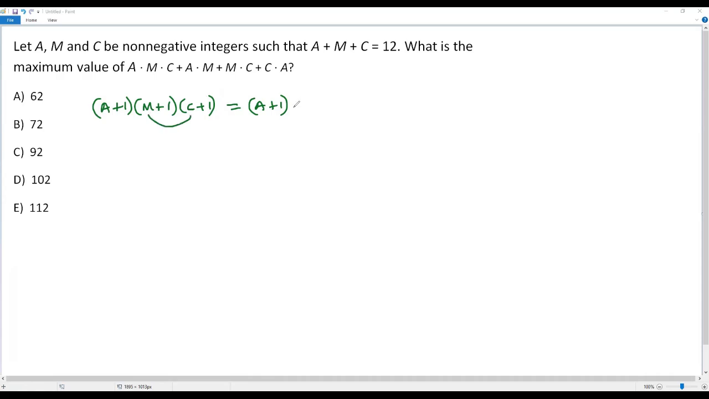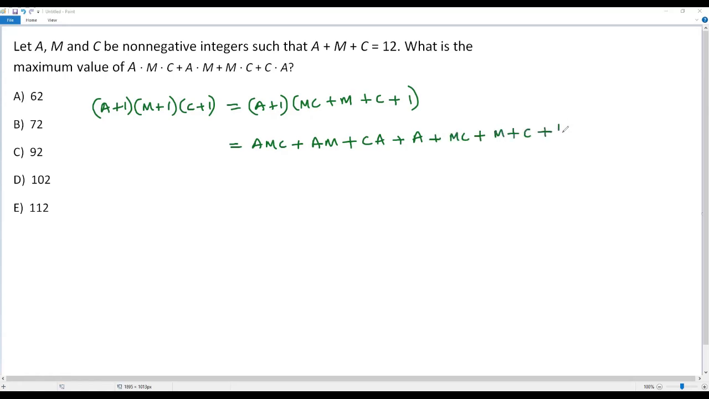Okay, let's multiply M and C. I'm getting MC. When I multiply M and 1, I'm getting M. 1 times C is C, and 1 times 1 is 1. Now let's multiply these two expressions. Let me distribute this A to all the terms. Then I'm getting AMC, plus AM, plus AC, or CA, plus A. Now we can distribute this 1 to all the terms, and we get plus MC, plus M, plus C, plus 1.